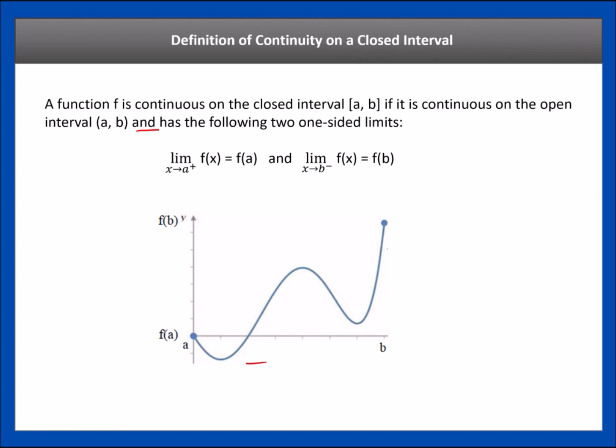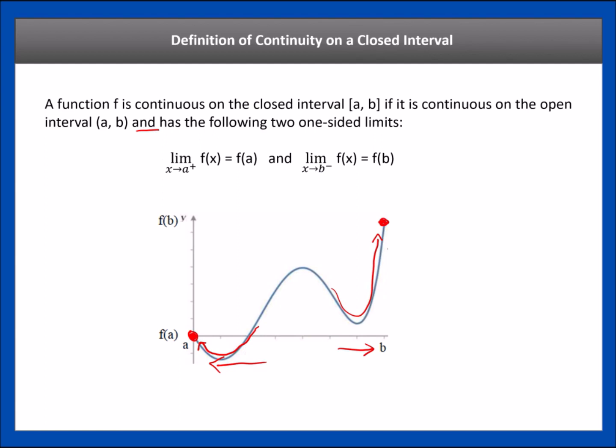So in other words, if I approach a from the right side, that limit must equal the function at that point, right? If I approach b from the left side, then that limit must equal the value of the function at that point. That's basically what it's saying. And if that's true, then that means there are no holes at a or b, and they're completely filled.